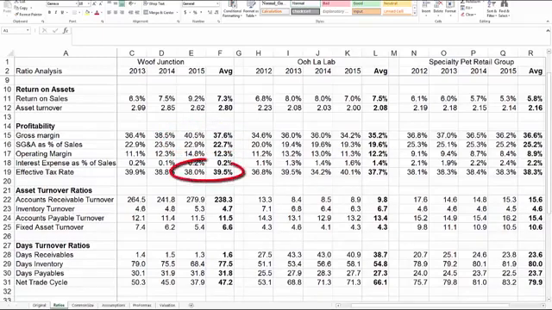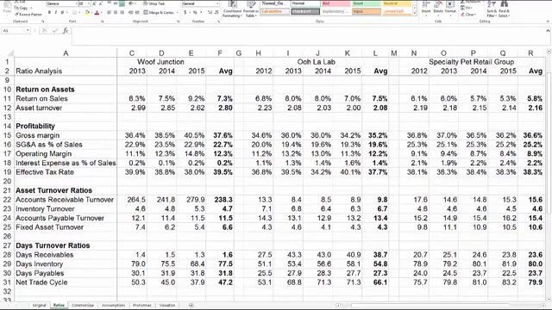Then if we look at the effective tax rate, it's actually on average higher for WOOF than ULA Lab, although ULA Lab has had a lot of volatility in this. But I think you can say these are fairly comparable, and that WOOF's big advantage over its competition is it's able to get this higher gross margin.